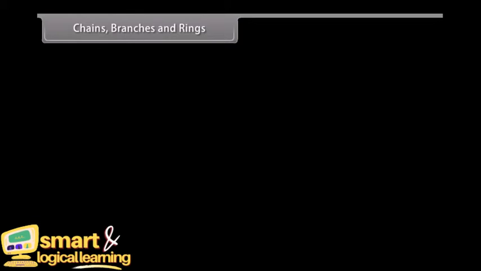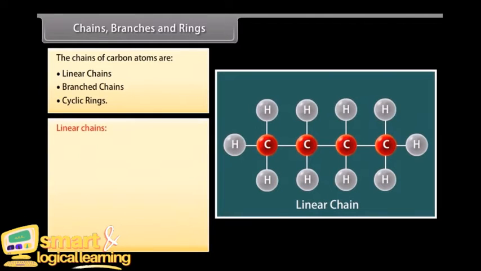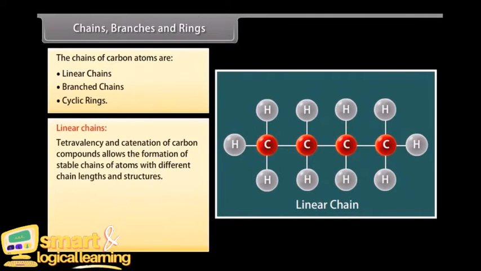Chains, branches, and rings. Many compounds contain carbon atoms that are linked with each other. The chains of carbon atoms are linear chains, branched chains, and cyclic rings. Linear chains. Tetravalency and catenation of carbon compounds allow the formation of stable chains of atoms with different chain lengths and structures.